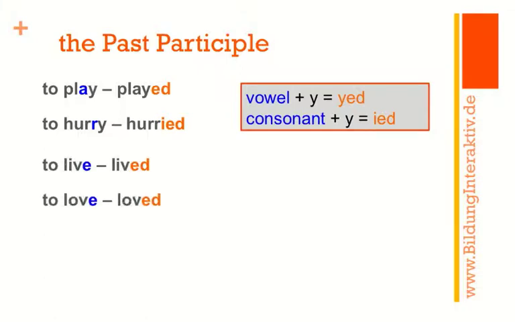Now, the next one is easy. To live becomes lived, and to love becomes loved. So you see there's no double E here. That there's no silent E. To live, the E is silent, which means that you don't hear it. And to love, you also don't hear the E, so it's a silent E, and it's lived and loved, and of course only one E.